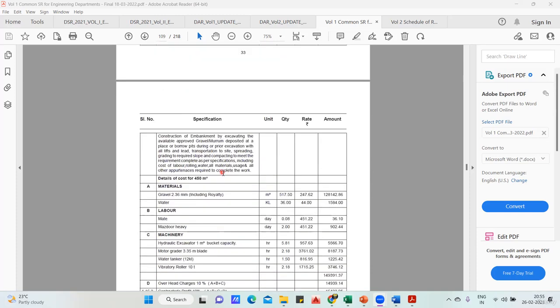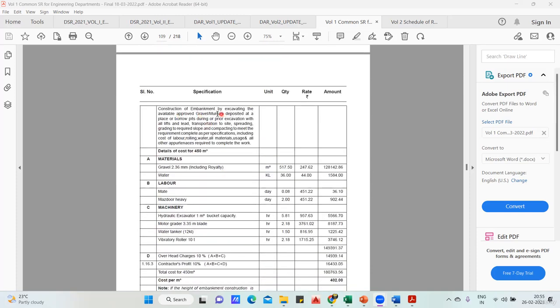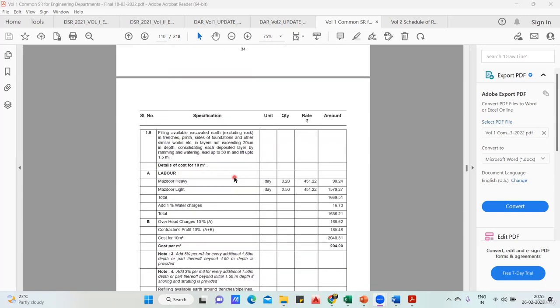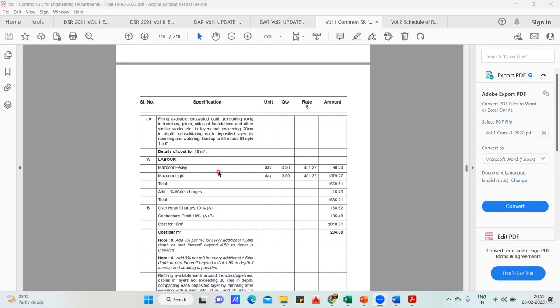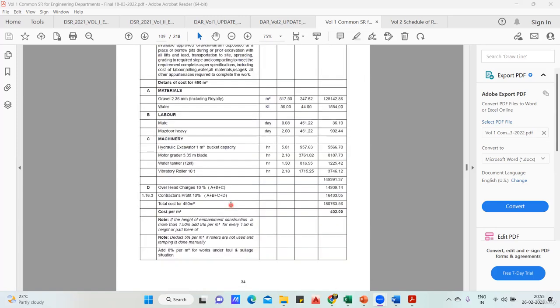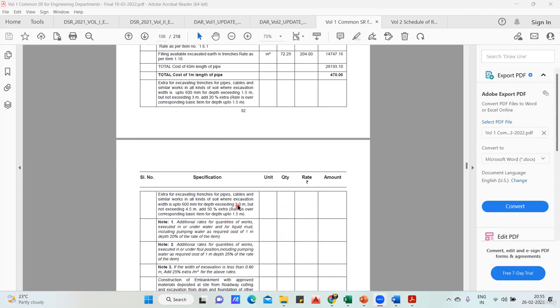Next, if I take this one, construction of embankment, this is for the other portion, like embankment construction and all. For that, this is the rate they have given. Next is filling with available excavated earth. We will take this later, because once we come to backfilling we have to look into this. For backfilling, I'll explain this part. Filling available excavated earth is called backfilling. You're getting my point. So try to go through this so that you get an idea.